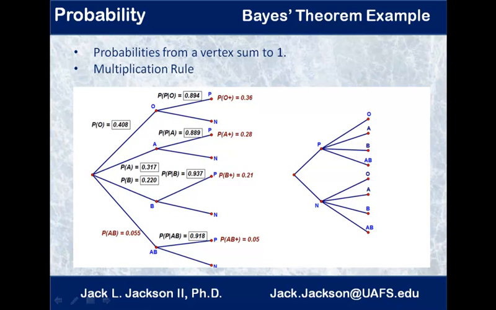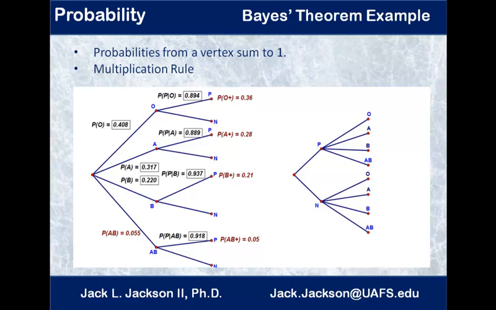Well, we know that the probabilities out of one vertex must sum to 1. So we know that these 3 probabilities here, O, A, and B, plus this one at AB, those probabilities all have to add up to 1. And so, well, you can subtract and find out that the probability of AB is 0.055. So only 5.5% of the people in the United States have AB type blood.